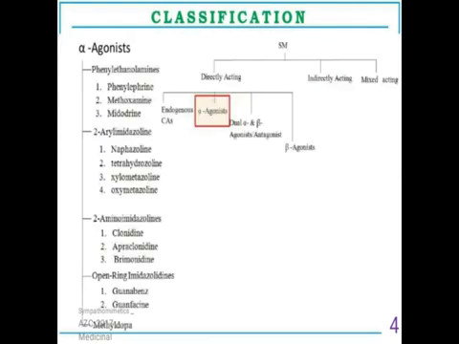Then alpha agonists, that is the phenylethanolamines: phenylephrine, methoxamine, midodrine. These are the drugs which come under the alpha agonists, having phenylethanolamine in their structure. Then arylimidazolines, that is naphazoline, tetrahydrozoline, xylometazoline, oxymetazoline. These have the arylimidazoline rings. Then 2-aminoimidazoline, in that we include clonidine. And in case of open ring imidazoline, we include the drugs guanabenz and guanfacine.